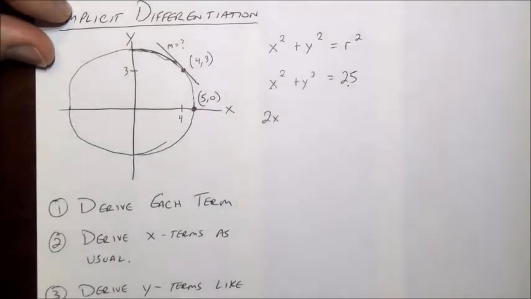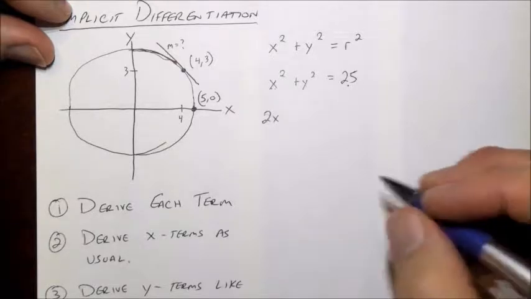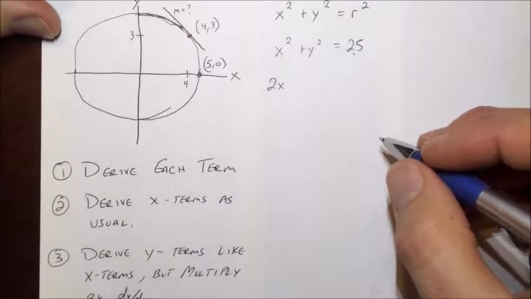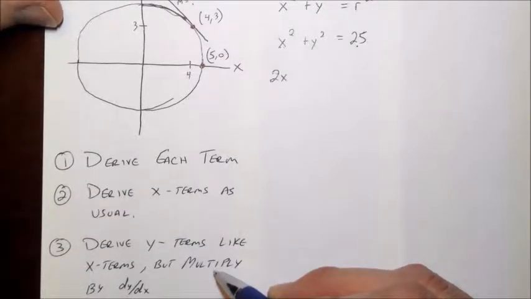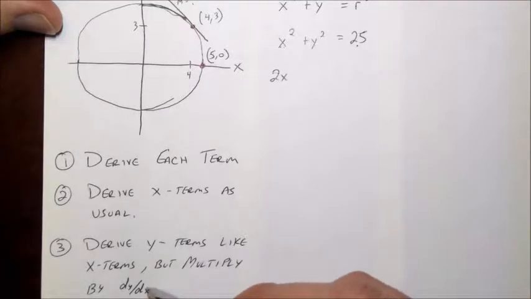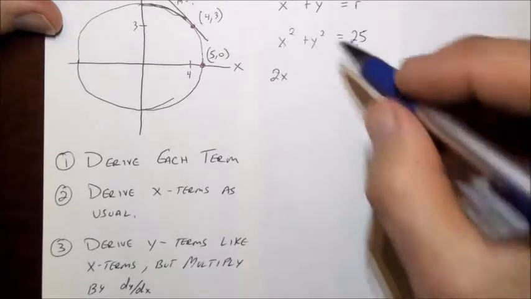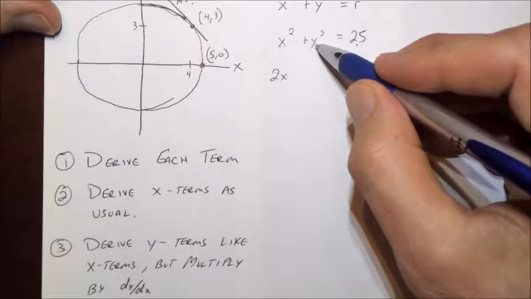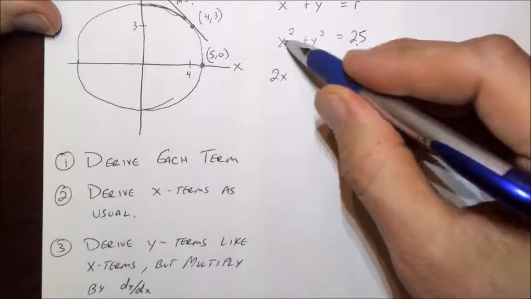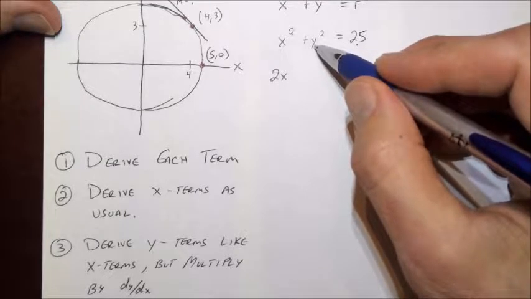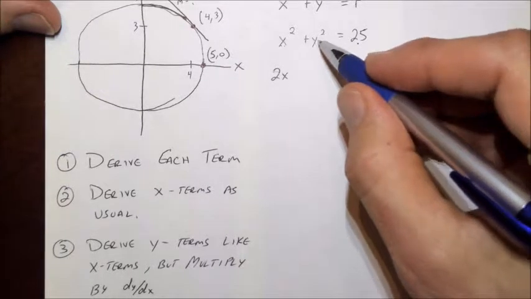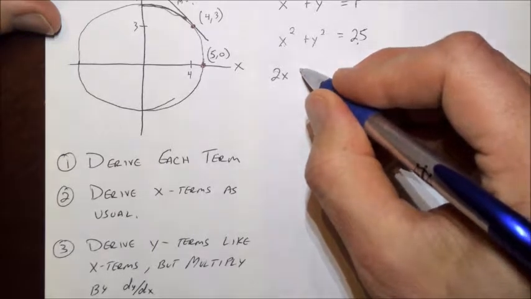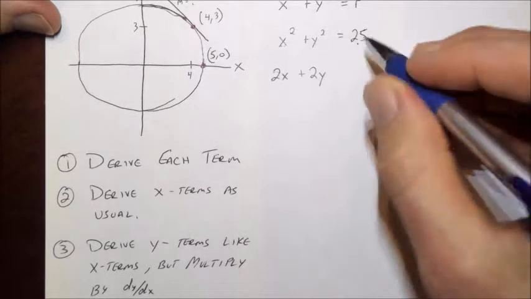We have 2x. Now the third step, I'm going to scroll up here a little bit, is that we're going to derive the y terms like the x terms, but we have to multiply by dy dx. We can think of y squared as like a chain rule going on here. We don't have x squared, which goes to 2x, but we have y squared. We're finding the derivative with respect to x, which is why we have dx down here in the denominator. So we're going to derive a y term with respect to x. What does that mean? It means we can treat a y term like an x term.